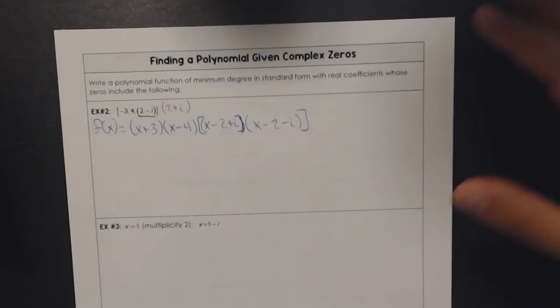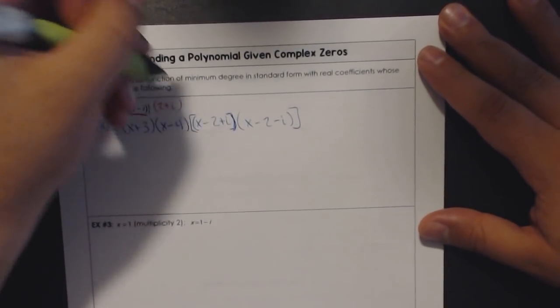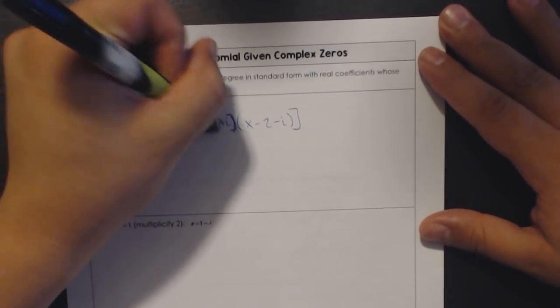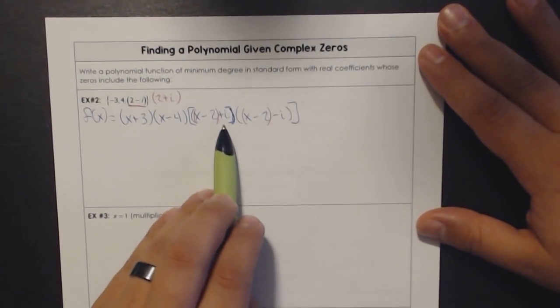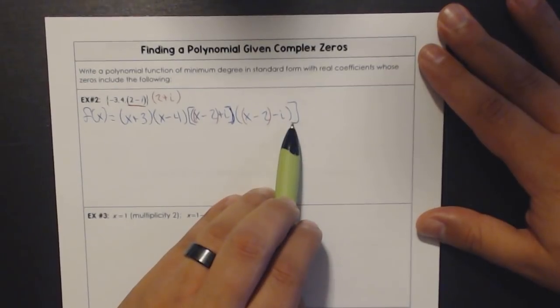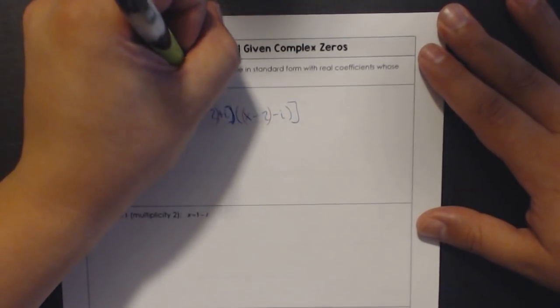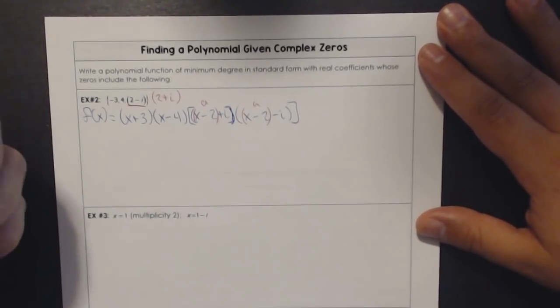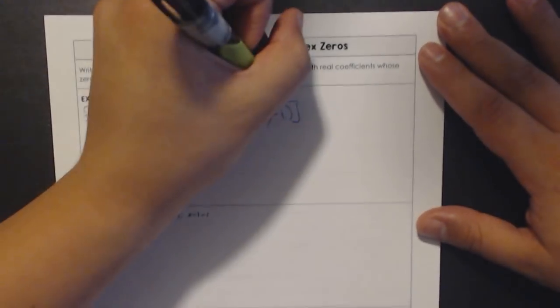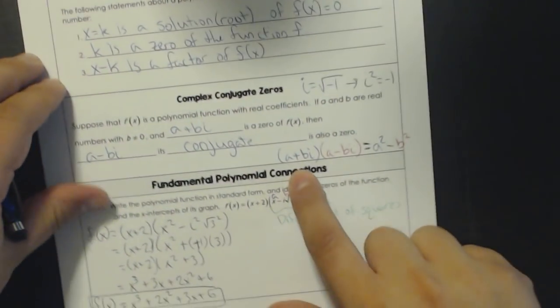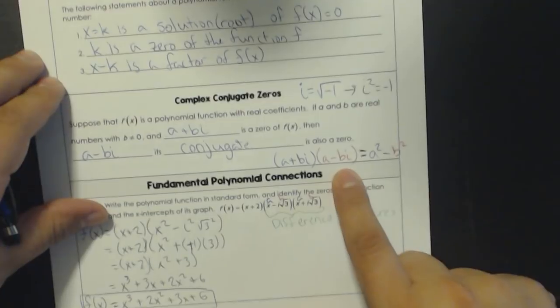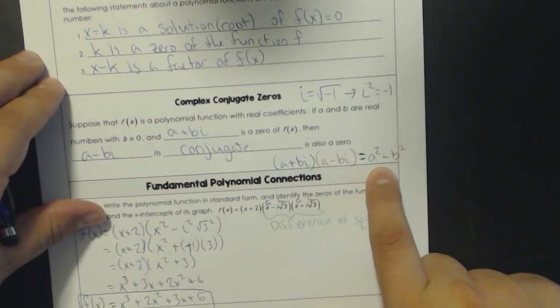What we have to be careful with here is if we group this x minus 2 and this x minus 2, I have x minus 2 plus i and x minus 2 minus i. If I call my x minus 2 A, and I call these i's B, notice I have an A plus B, A minus B. That looks a lot like this: A plus B, A minus B. So this should be some kind of A squared minus B squared.